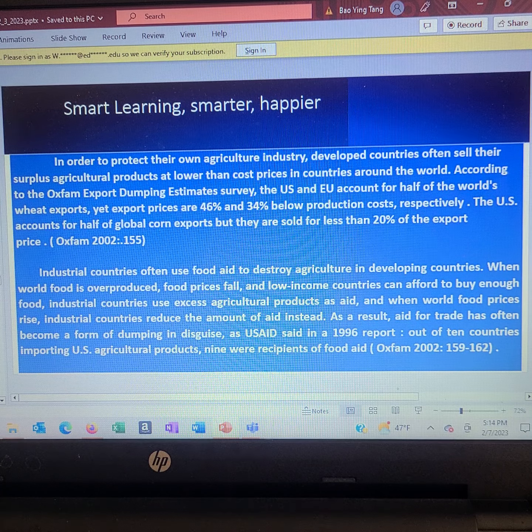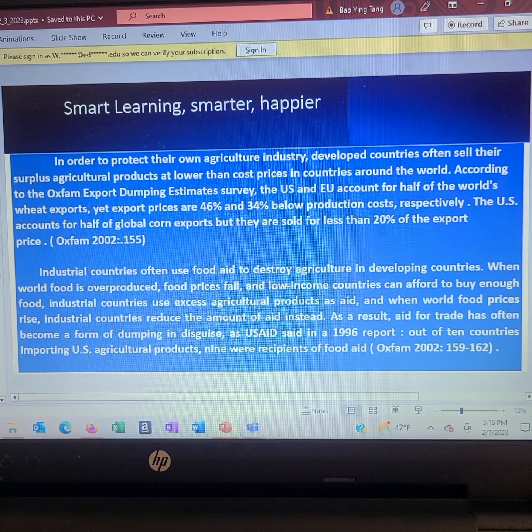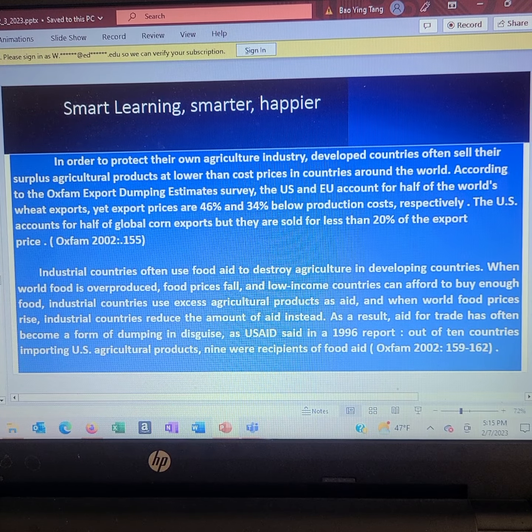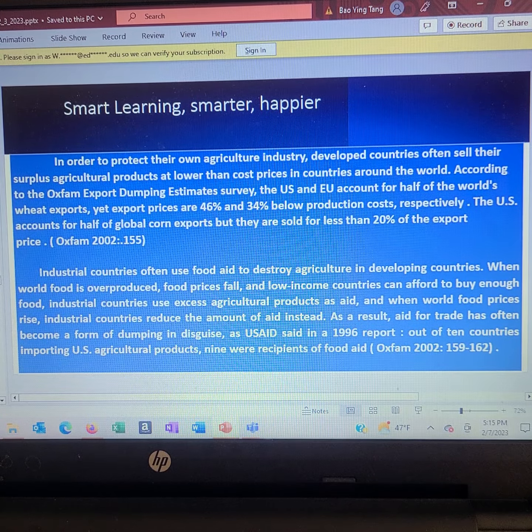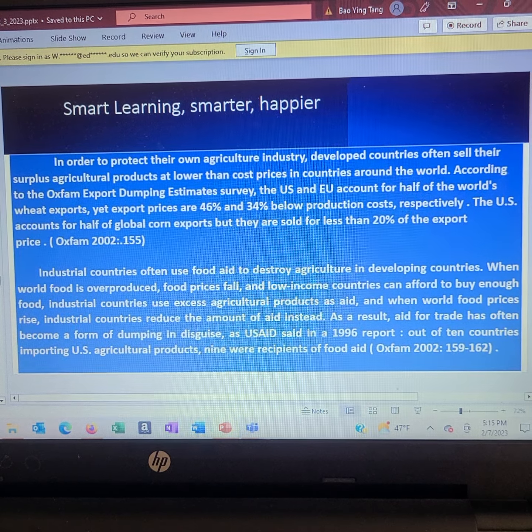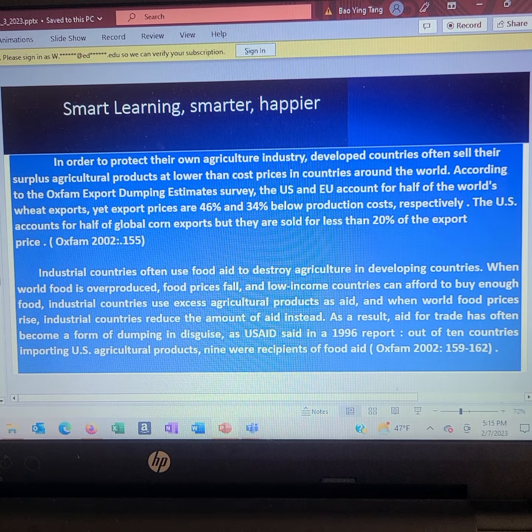When world food is overproduced, food prices fall, and low-income countries can afford to buy enough food. Industrial countries use excess agricultural products as aid, and when world food prices rise, industrial countries reduce the amount of aid instead. As a result, aid for trade has often become a form of dumping in disguise, as US aid said in a 1996 report. Out of 10 countries importing US agricultural products, 9 were recipients of food aid.